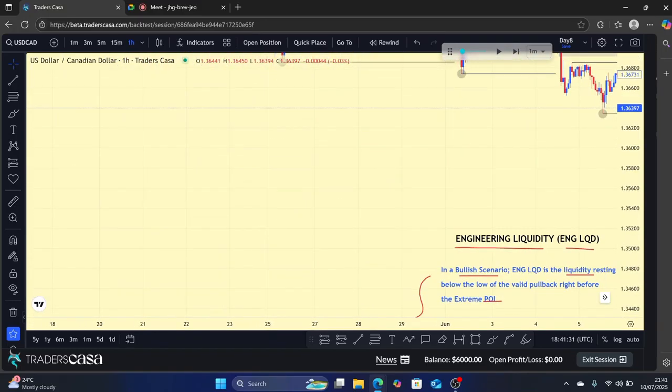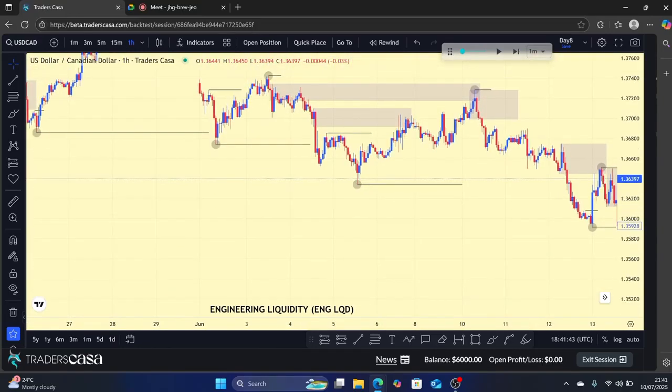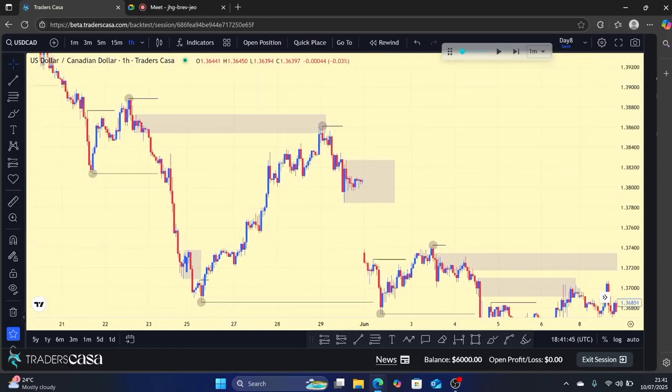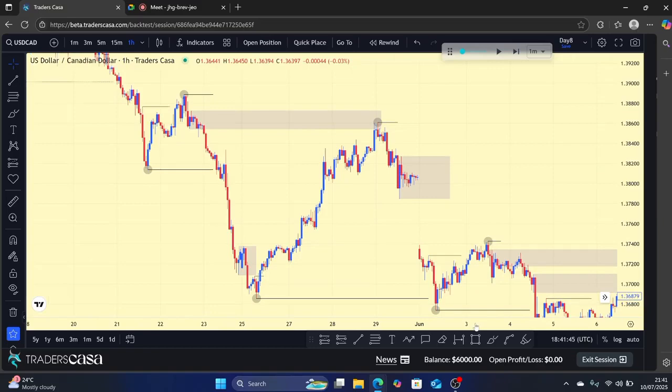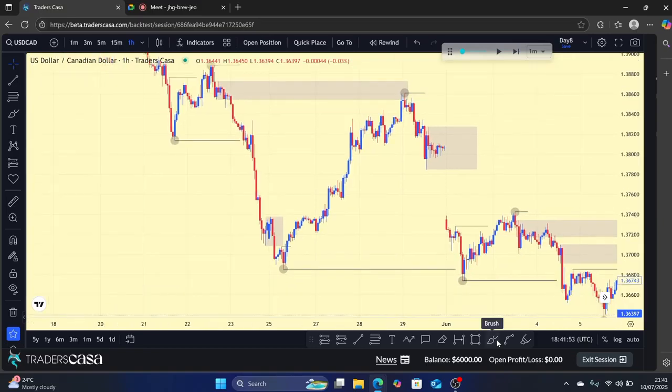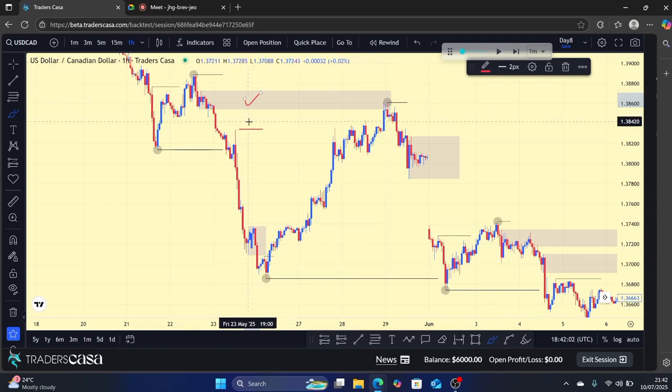So as per the definition here, we say that in a bearish scenario, engineering liquidity is the liquidity resting above the high of the valid pullback right before the extreme POI. So back here again, the valid pullback right before the extreme POI. So right here, this here is the valid pullback that is right before the extreme POI. So the liquidity resting above here, that's what we call the engineering liquidity.